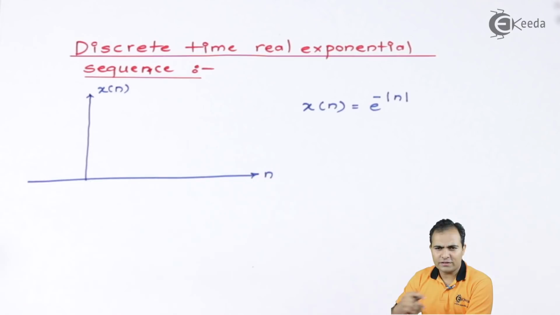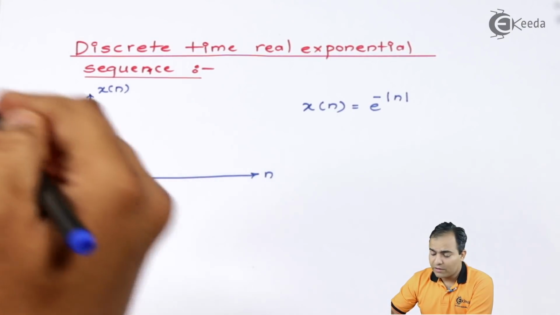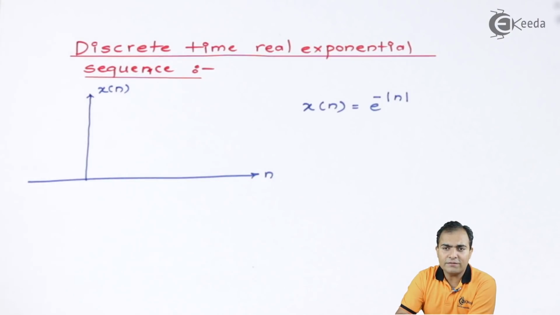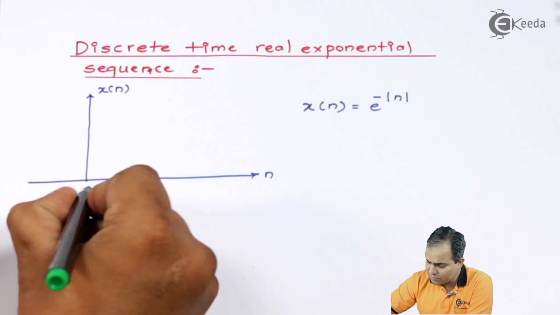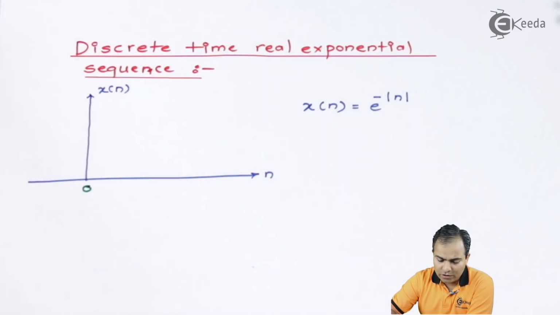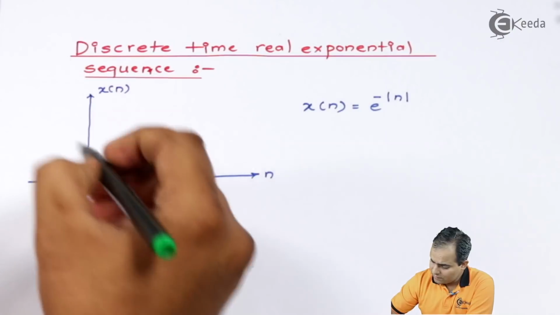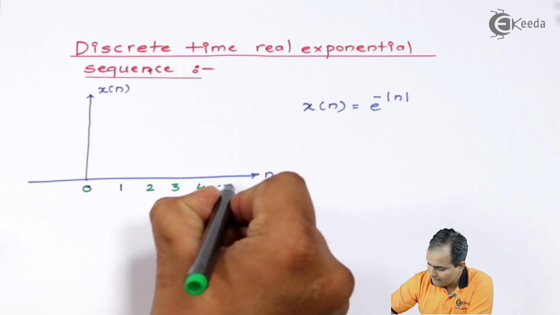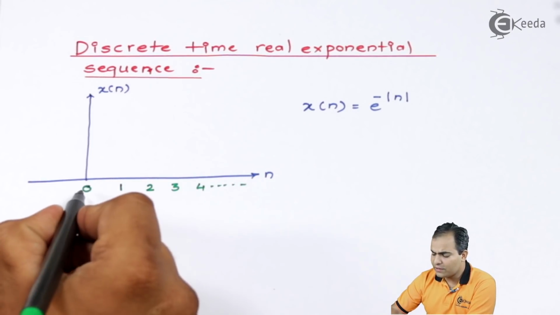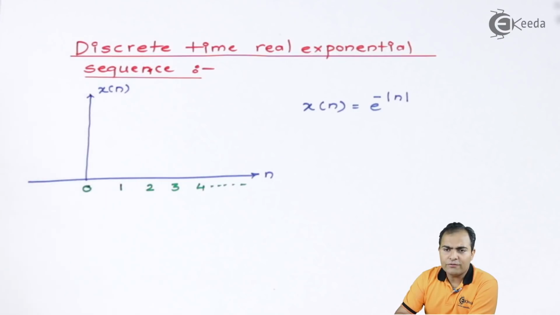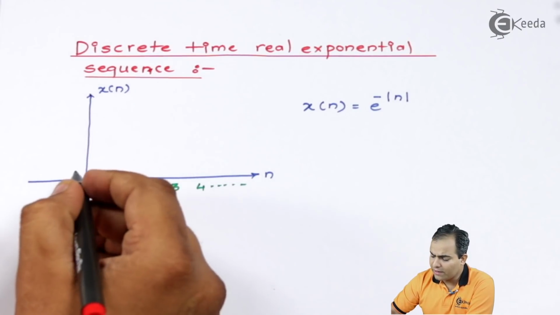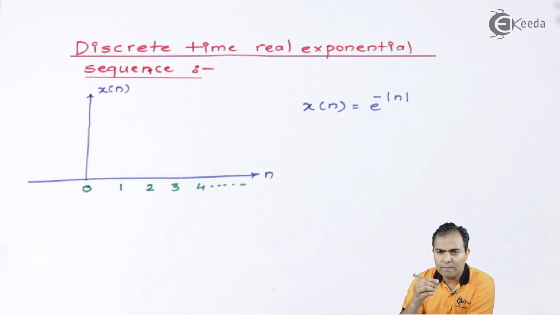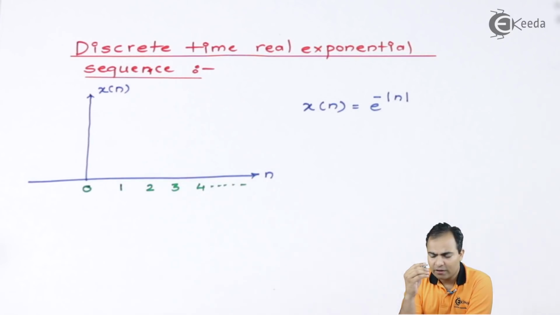In x of n, I want to represent a discrete exponential graph with rising and decaying sequences. I'll plot the rising sequence with a different pen, using different ink. Let's say the time sequence is 0, 1, 2, 3 and so on, and for this sequence I'll draw the graph. First I'll plot using the red ink pen.